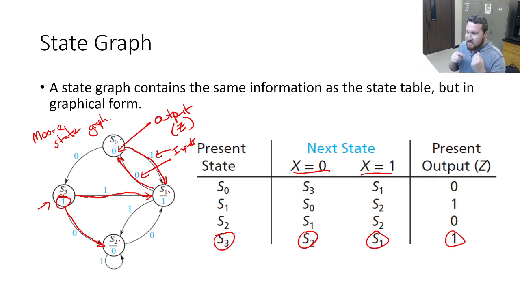So hopefully you see that, and that makes a lot of sense. Like I said, it's the same information that's in the state table. It's just in a graphical form. And a lot of people find this easier to visualize the behavior of the state machine by looking at it this way. Any questions about the state graph?